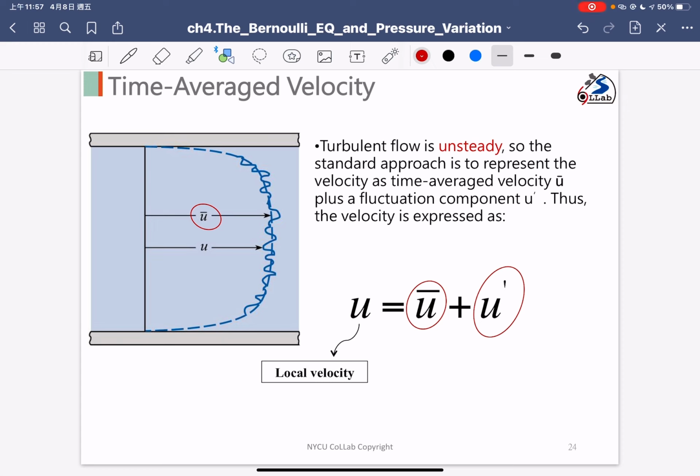Okay, and in that way, usually we say that the turbulent flow is unsteady. Unsteady means the flow profile will change with time, because the random disturbed velocity will change as time changes. So usually the turbulent flow, we call it unsteady.